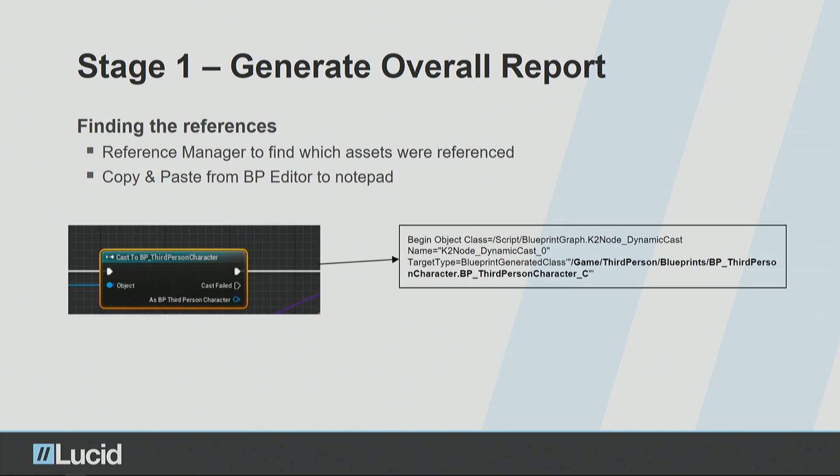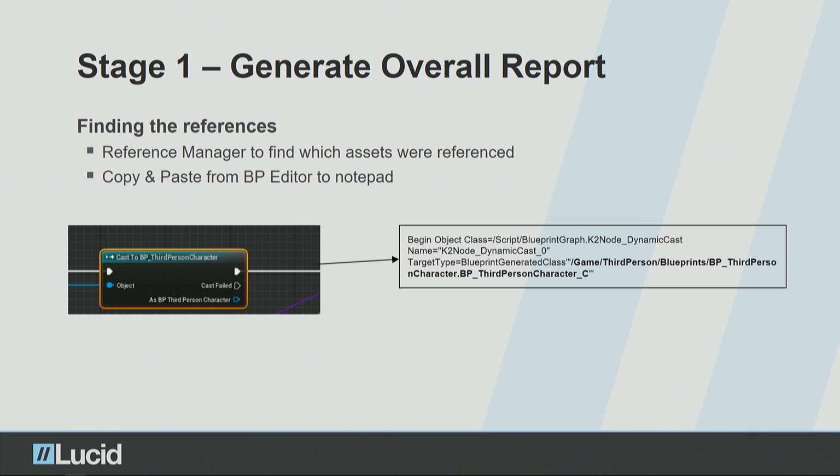Once we had our list, we had to try and find where the references were in the blueprints that had lots of external references. We can use the reference manager to show you which assets there were, but actually finding where the references were wasn't always that straightforward. One thing we found quite useful, if we couldn't find a reference in a blueprint, was to select the nodes and paste them into Notepad.